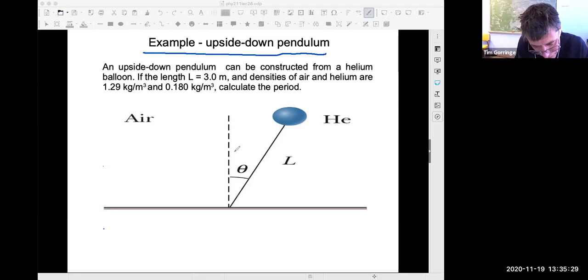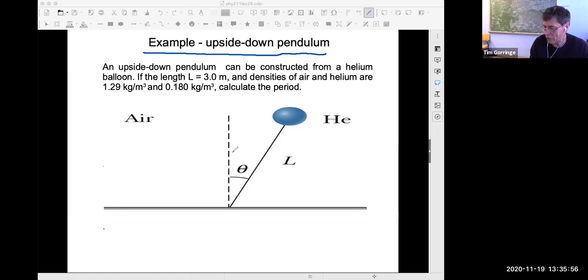So you can make an upside down pendulum at home. All you need to do is go to Kroger's and buy a helium balloon with happy birthday written on it. And you tie the string on the helium balloon to the floor. You tape it to the floor. And of course, that upside down pendulum with the helium balloon will stand vertically. The ribbon will be vertical.